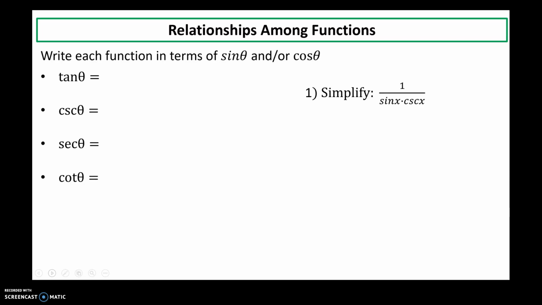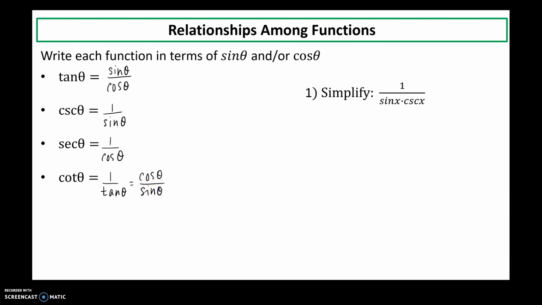So a lot of this should be a review. We know the tangent function is sine divided by cosine. We know the cosecant function is the reciprocal of the sine function. Secant is the reciprocal of cosine. And cotan, we can write it in two different ways. We can write it as the reciprocal of the tangent function. And since tangent is written in terms of sine and cosine, we could also write it as cosine divided by sine.